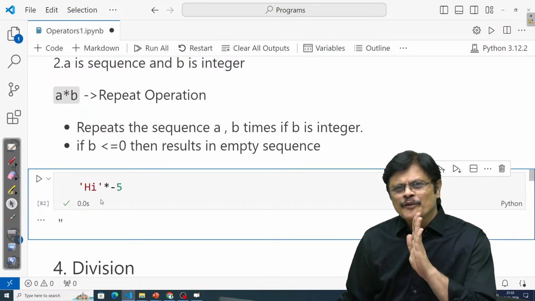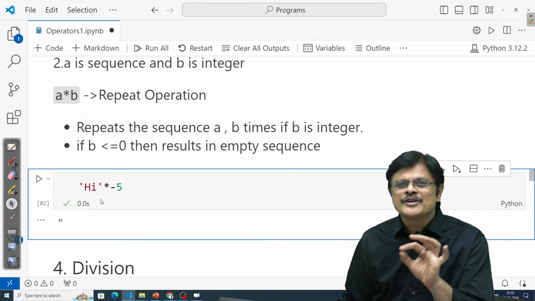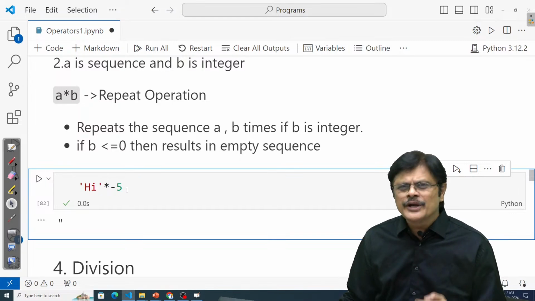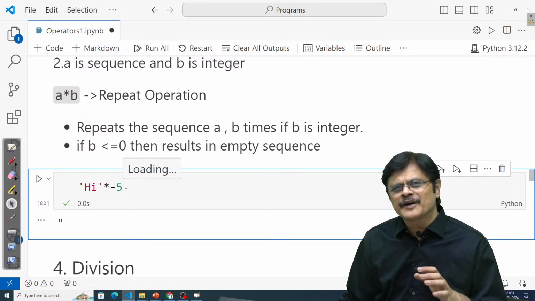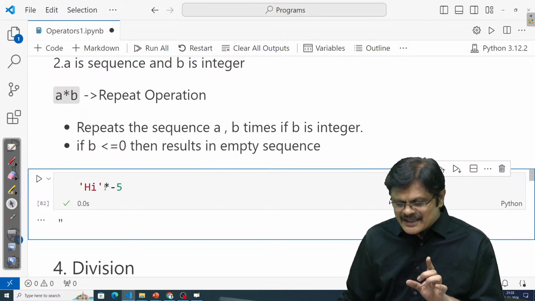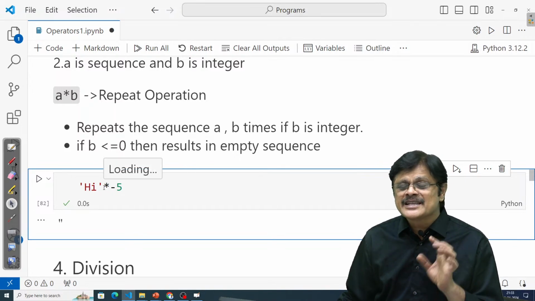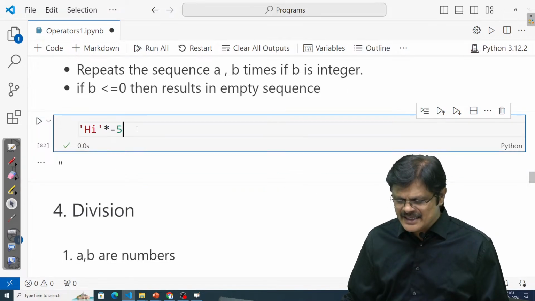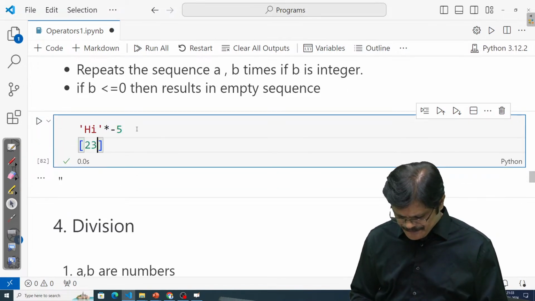Am I clear? So whenever the integer value is less than or equal to 0, the result is an empty sequence. Okay, you can do it for list, you can do it for tuple, you can do it for bytes, you can do it for bytearray, no problem, sir. Please note that this particular repetition is not possible for range. That is a very important point. Is that clear? You can try this for a list, sir.